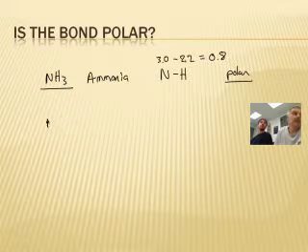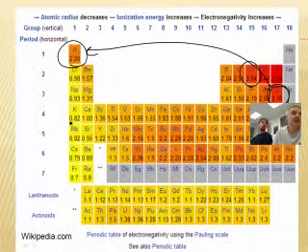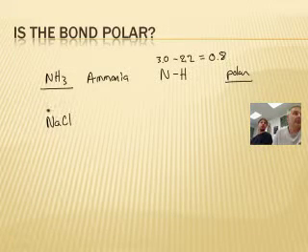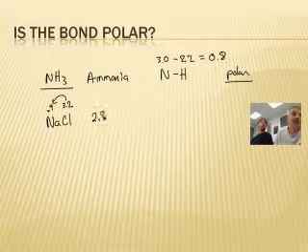Let's do sodium chloride. If we go back and look at our table of electronegativity, sodium is 0.9, and chlorine we already know, 3.2. Now wait a second. The difference, you take the big number minus the smaller number, and what do you get? 2.3. So the difference here is 2.3.